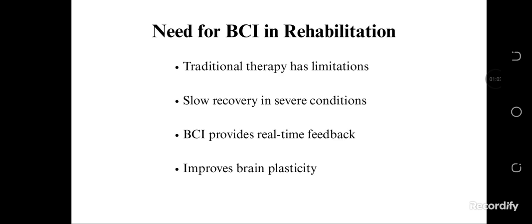Next, we see the need for BCI in rehabilitation. The basic needs are that traditional therapy has more limitations and slow recovery in severe conditions, and brain computer interface provides real time feedback. It also improves brain plasticity.